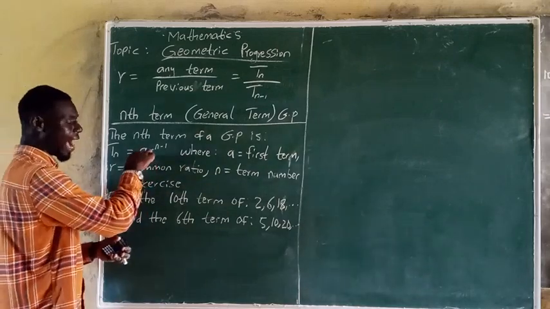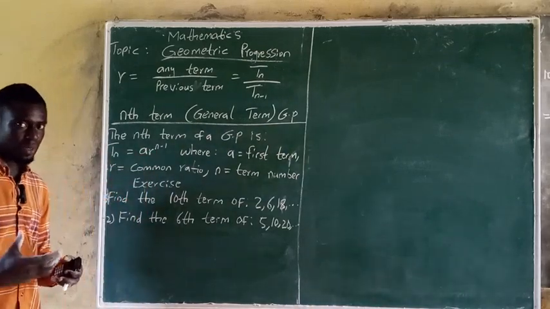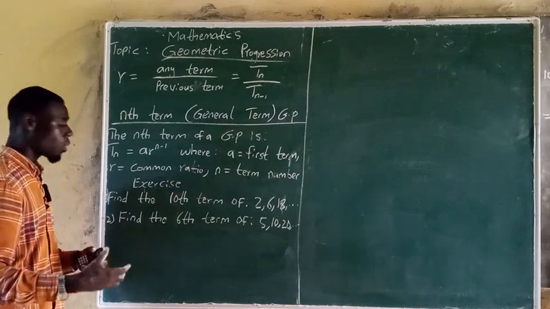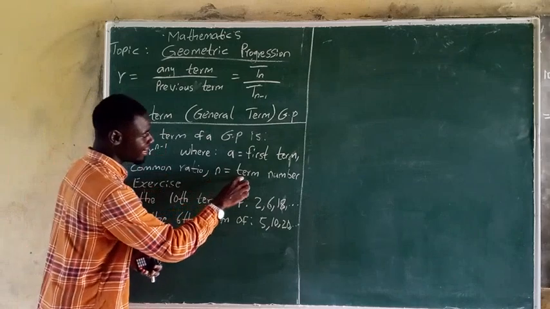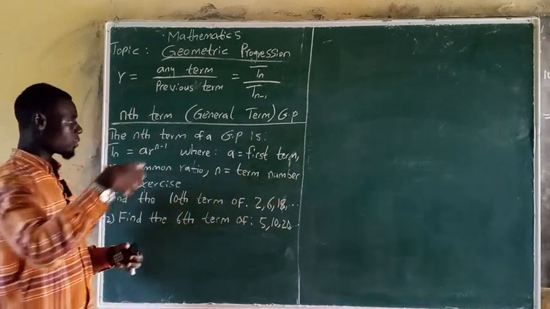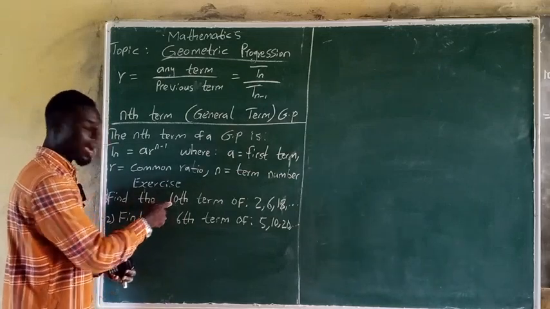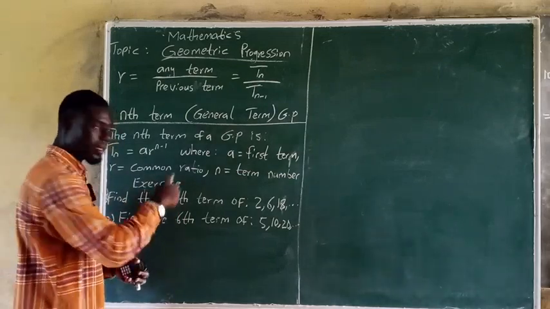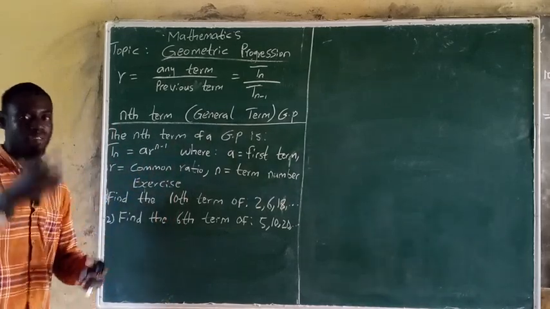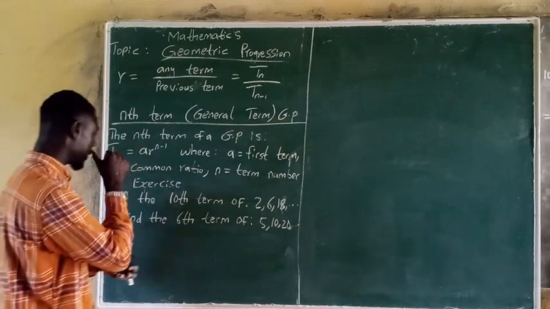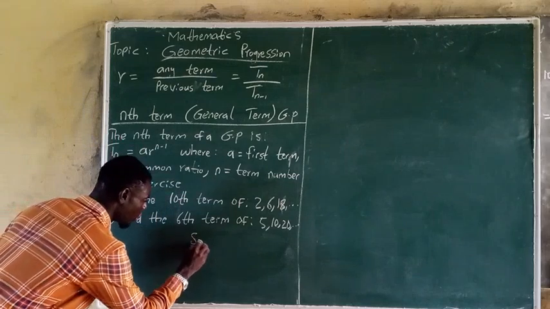Now, R is always your common ratio. Go to my previous video, where I have already made a simple explanation on how to get your common ratio. The n here is the term number. For example, this tenth term is n. The tenth is n. Hundredth is n. Any of the numbers you are looking for is the n. So now let's get this exercise done.